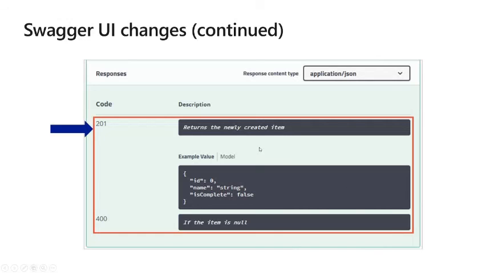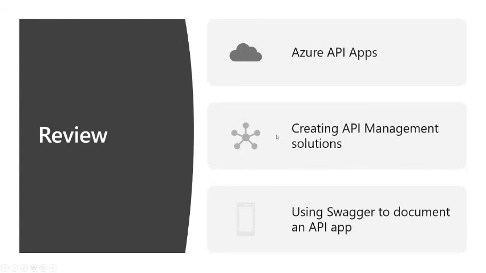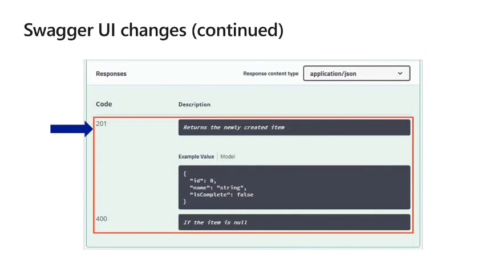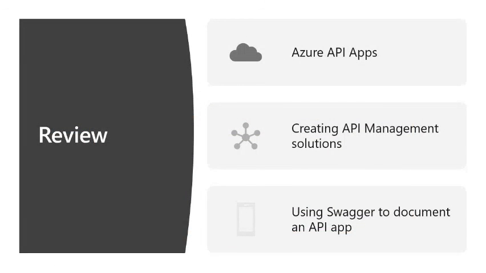And then it returns the newly created item if it was created, and 400 if the item is null. So in this video we talked about Azure API apps, creating API management solutions using Swagger to document an API app. I hope it's clear to you, and if you want to know more about API apps or web apps, I created another video where I explained in more detail about web apps, where you have web jobs as well, and I also talked about batch jobs.